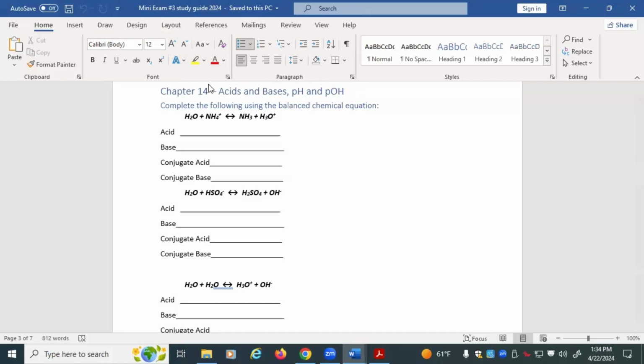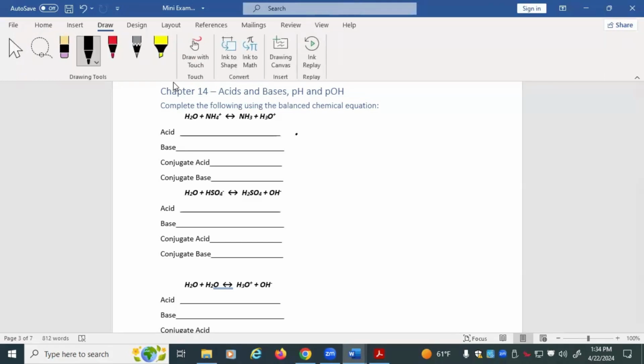So what we need to think about and do here is we need to remember our definitions. So by definition, acids lose H plus, bases gain H plus. Those are the Bronsted-Lowry definitions of acid and base.